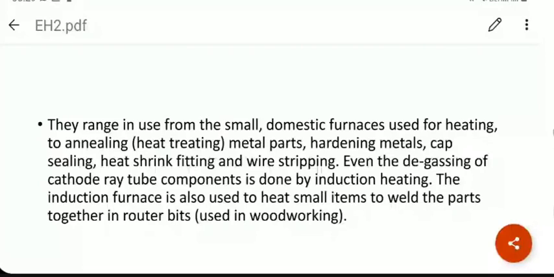Small domestic furnace. Nowadays, induction cooking is becoming popular. That is one example of domestic application of induction heating. But in general, this method is very popular in industry for sure. Annealing, hardening, gap sealing, heat shrink fitting, wire stripping, and so on. Very popular method for all those things.